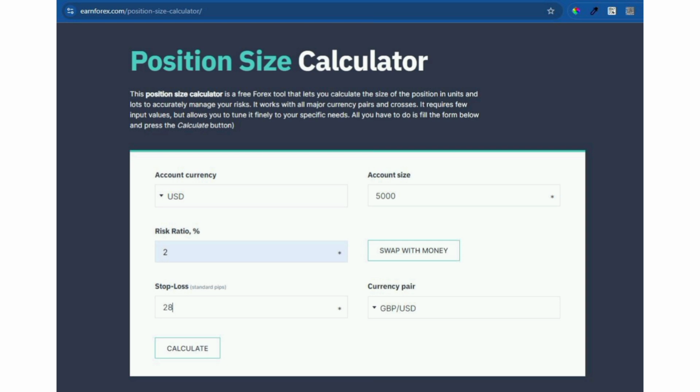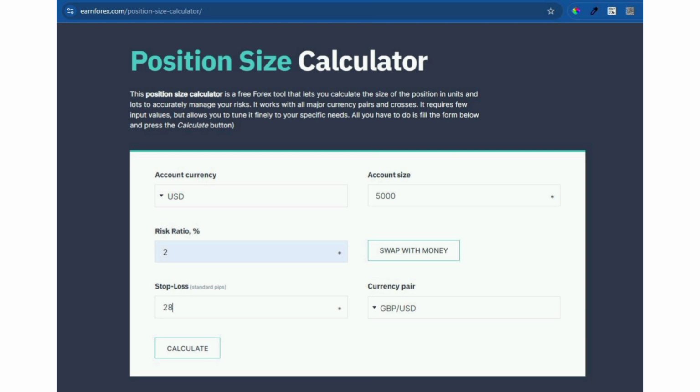This particular position size calculator is from a platform called Forex. So if you go to nforex.com, you could see this position size calculator. I'm going to drop the link in the description just in case you want to use this particular position size calculator.